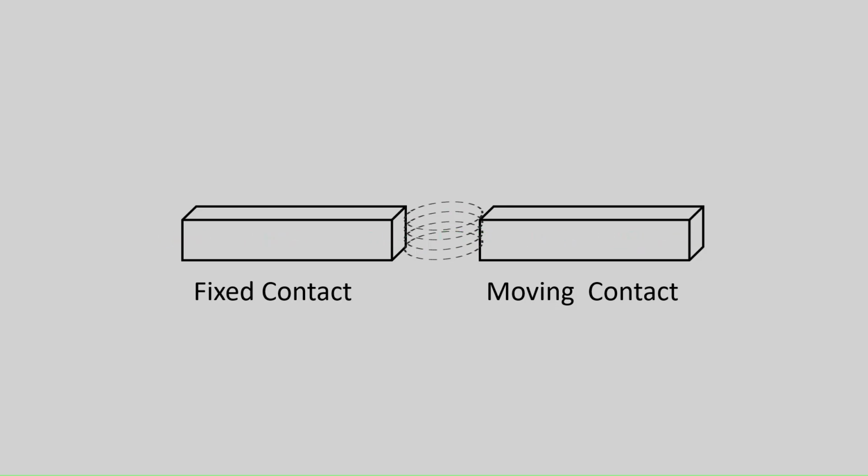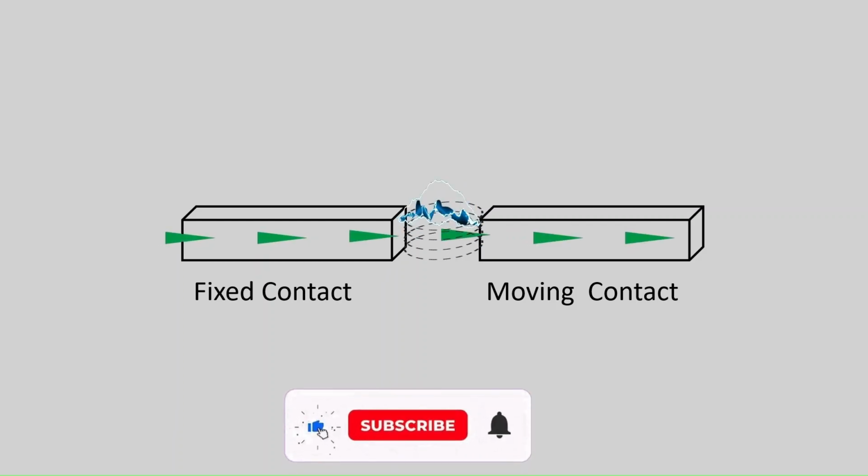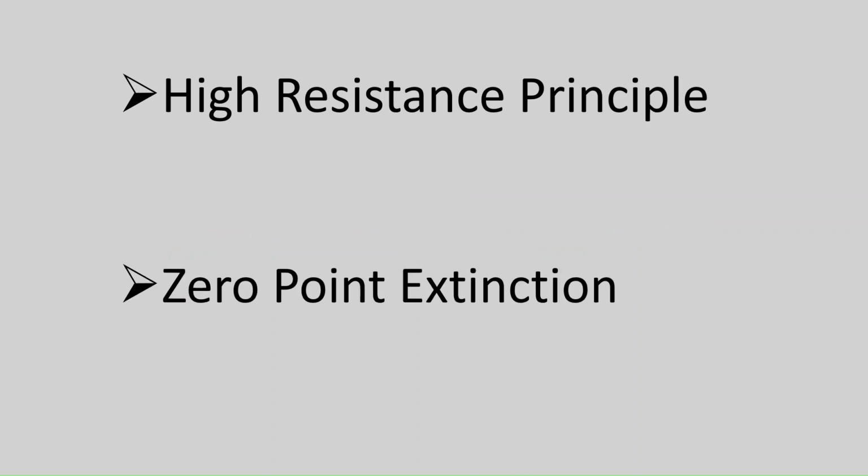Faulty current starts flowing through the air gap and the air will get ionized. So, an arc will be established between the two contacts of the circuit breaker and current starts flowing through the arc. Now, to extinguish this arc, we can use two methods. One is the high resistance principle and the second is zero point extinction.